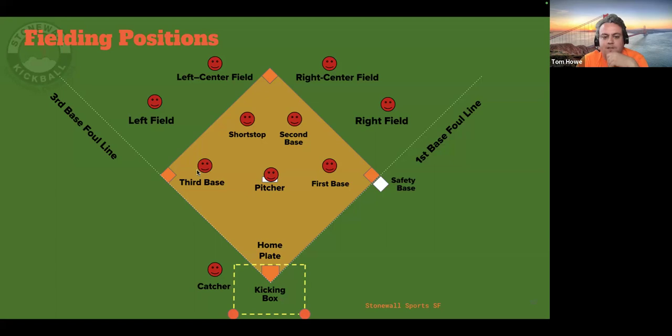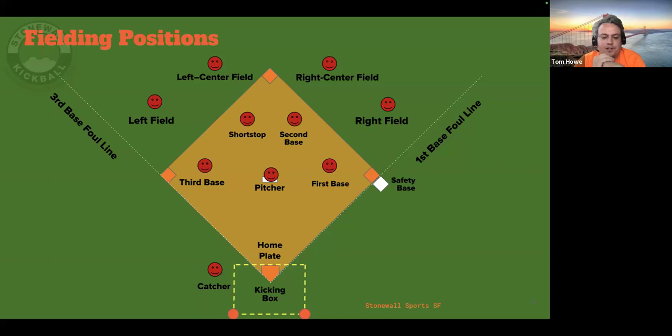So the third base person is going to be responsible for essentially covering third base. Shortstop covers the gap between the third base person and second base. The first base person covers first base, and the second base person plays between second base and first base. So you end up having essentially a diamond shape of individuals with the pitcher in the middle. And then you have your outfielders, left field, left center, and right field, who are there to catch the really big kicks that come out.